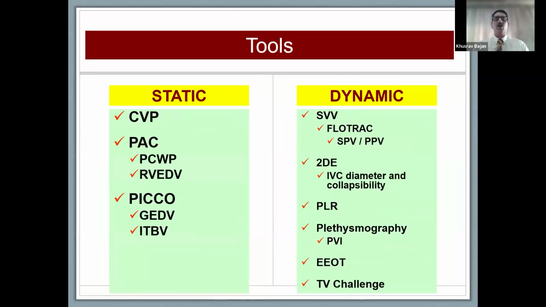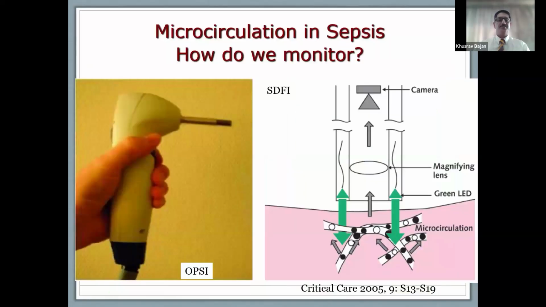So examples of these static and dynamic are in this very beautiful chart. CVP, PA catheter, PICO technology are all static, whereas dynamic is stroke volume variation, a 2D echo which we all follow, a PLR, a plethysmograph, an end expiratory occlusion test, and a tidal volume challenge.